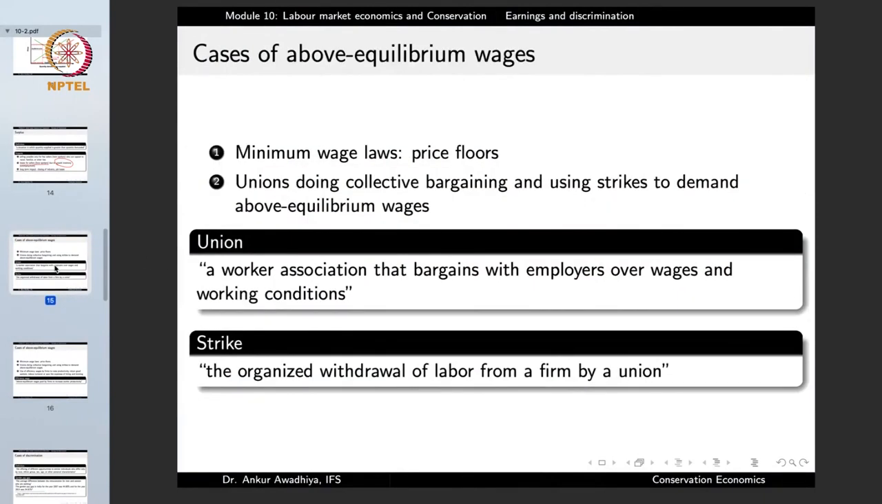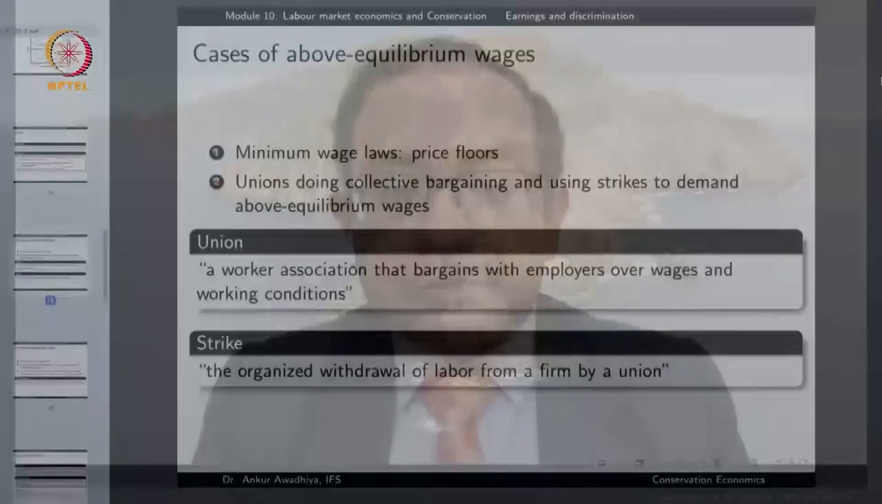Another case of above equilibrium wage is union. So unions can do collective bargaining and use strikes to demand above equilibrium wages. In this case, the workers will not get paid according to the value of their marginal product of labor, what the neoclassical theory of distribution was saying. But what the unions do is go for collective bargaining, and they say that if you do not pay us this much amount, we'll strike.